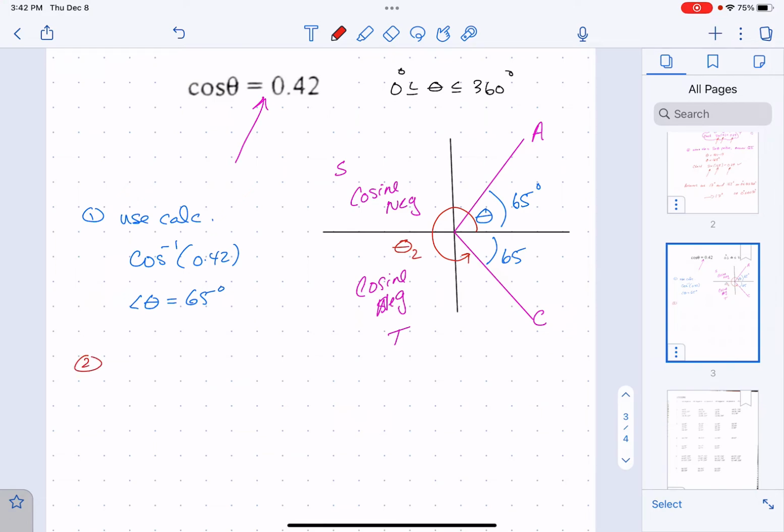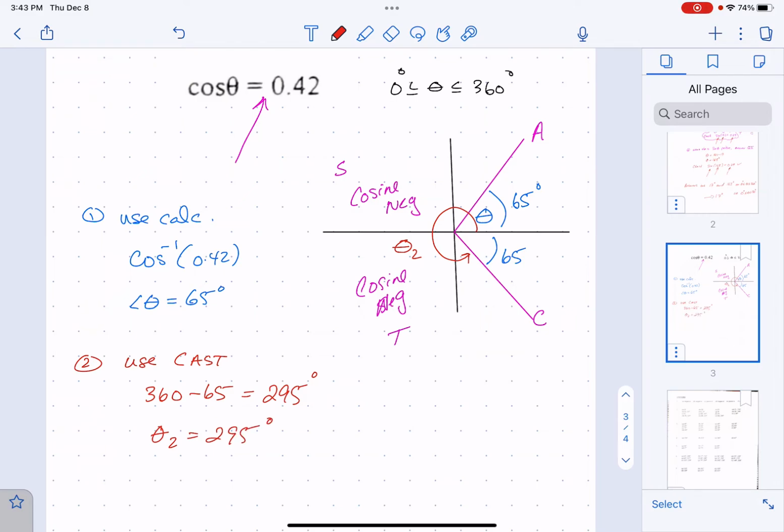So I'm going to use CAST to get my second angle. And I notice that 360 would be all the way around. So if I went all the way around to here, that would be 360. I'm not quite going that far. I'm taking 65 off. So I think I'm going to get 295 as my other angle. So theta 2 is going to be 295.